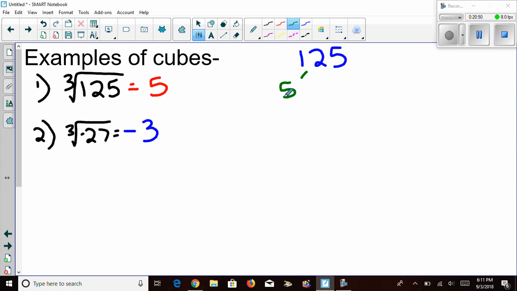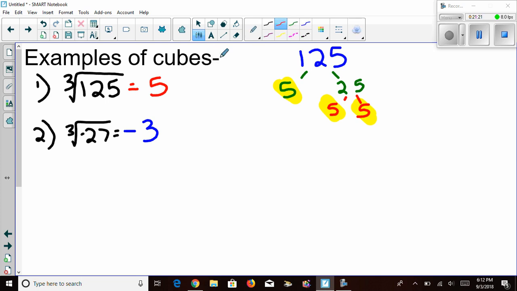You can do the work off to the side, but we've also done it in class. That is 25. I can't break down that 5 anymore, but I can break down 25 into 5 times 5. And I have now my 3 equal factors, which gives me my answer.